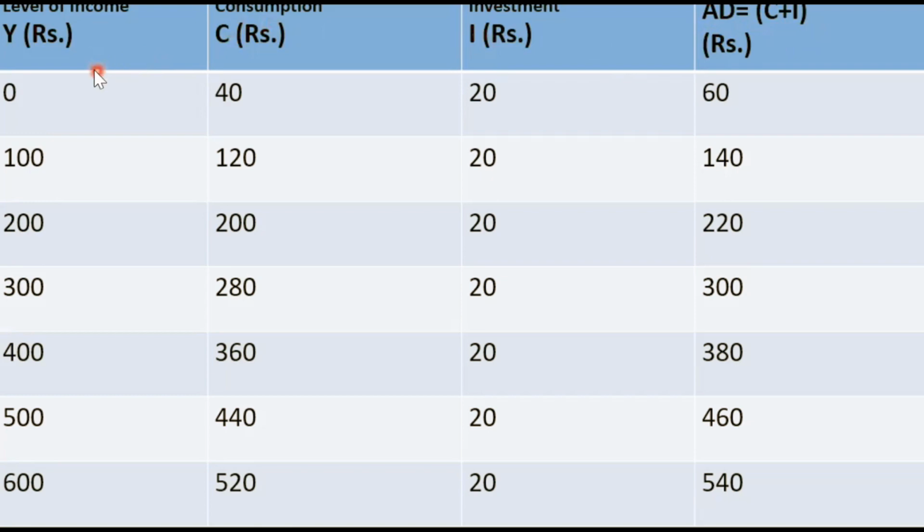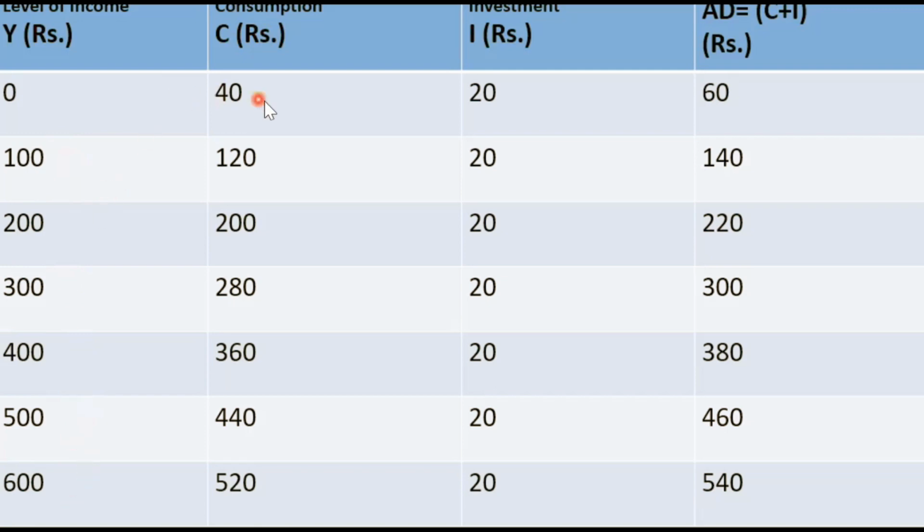In the first column, I have taken income. You can say national income also, both mean the same. At first, it is 0, because there is no income. Then I have taken 100, and then with the constant difference of 100, I have taken other incomes also. For example, 100 plus 100 becomes 200. Then 200 plus 100, 300. Same way we will go next, 400, 500 and 600.